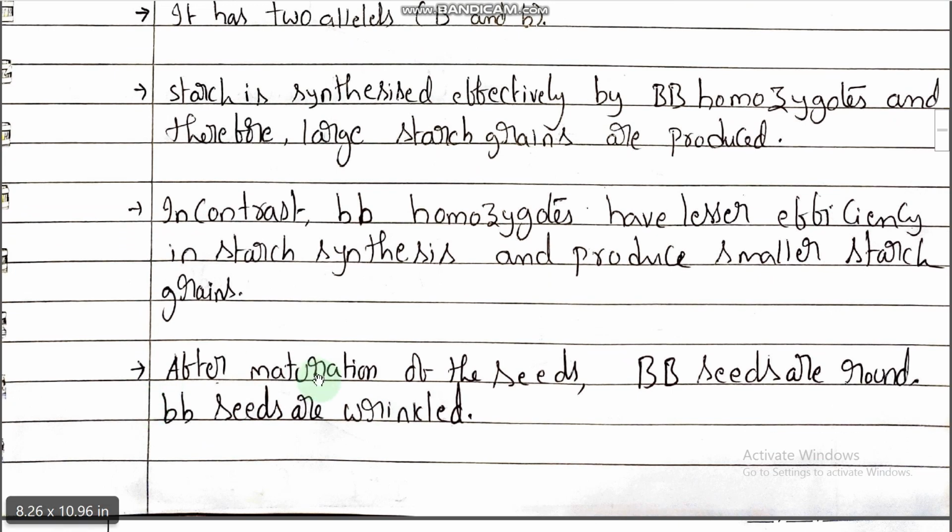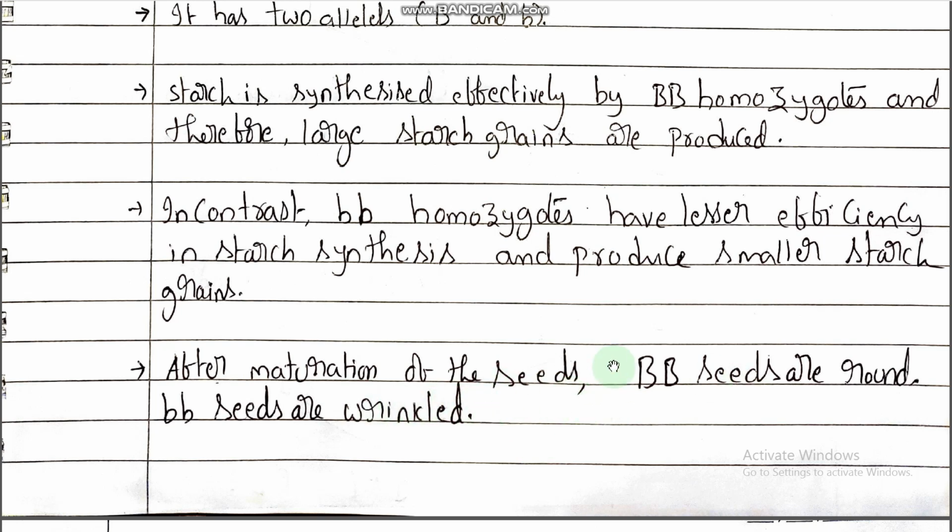After maturation of the seeds, capital B seeds are round, small b seeds are wrinkled. Alright, so here, see, after maturation of the seeds, capital B seeds are round in shape, and small b seeds are wrinkled. Wrinkled means folds.